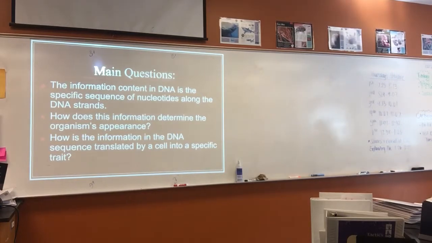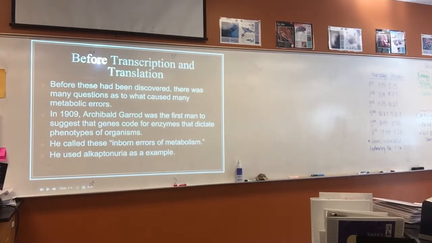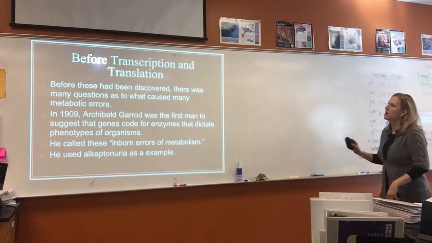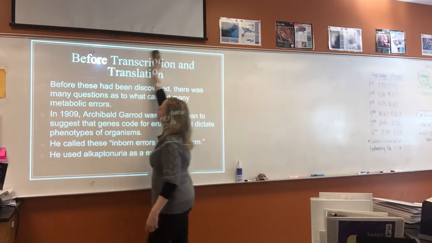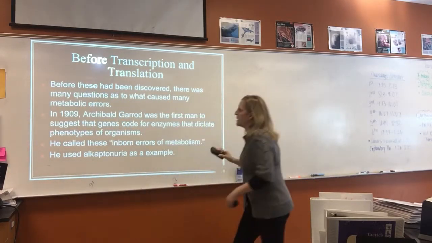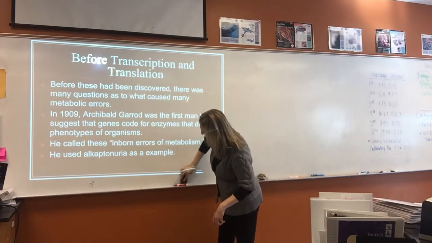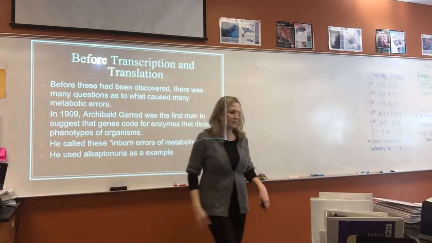So we're going to relate this back to our appearance. How do the orders of the A's, T's, C's, and G's give you your phenotype, which is by making proteins? So we're going to look at how the information in DNA is actually translated into a protein that's going to give you a particular trait in genetics. So before transcription and translation, which are the two major parts of protein synthesis, were discovered, there were many questions as to what caused metabolic errors.